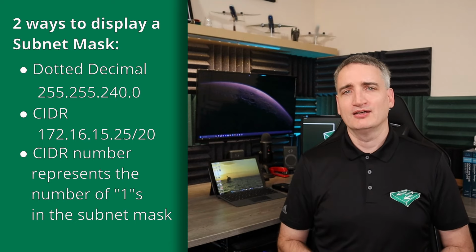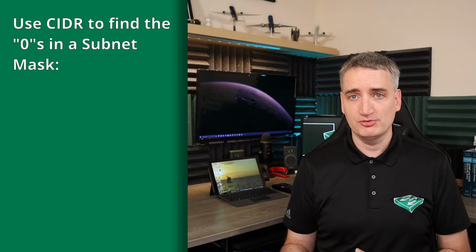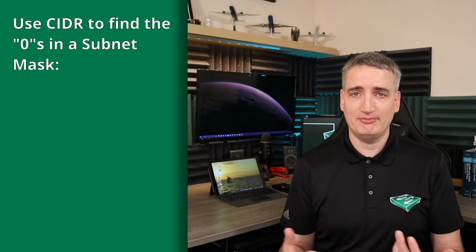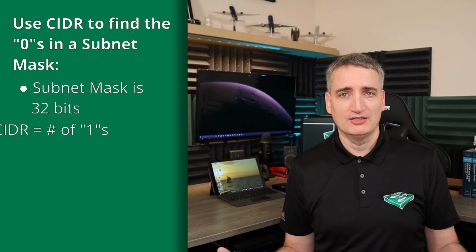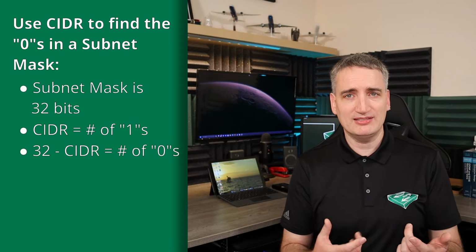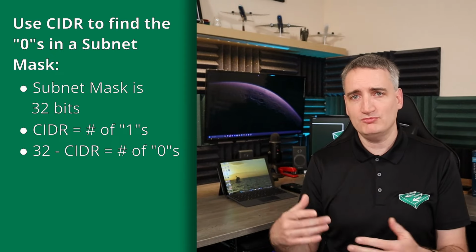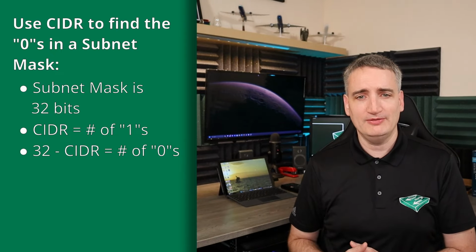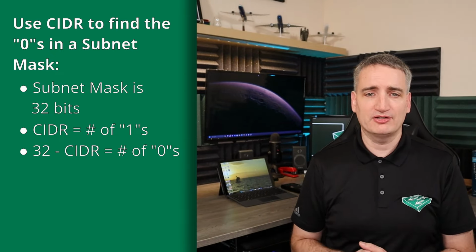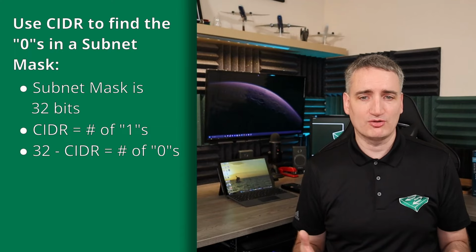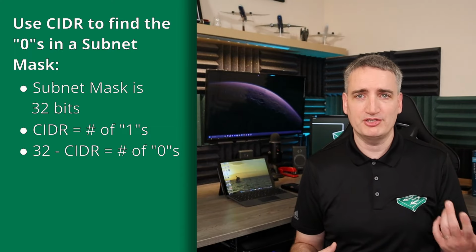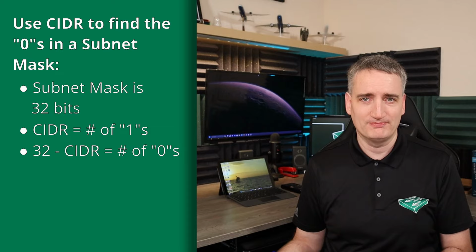Okay. The way we can use this, of course, to find the number of zeros in the subnet mask is that a subnet mask is 32 bits long. So we can take 32 minus the CIDR notation of the subnet mask, run that equation, and we get the number of zeros. So a CIDR notation of slash 16 is going to have 16 zeros. A CIDR notation of slash 20 is going to have 12 zeros. 32 minus 20 equals 12.